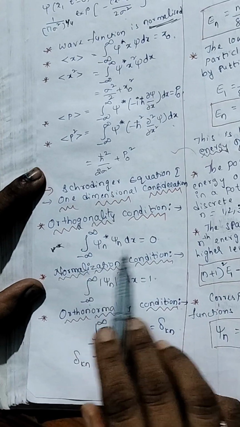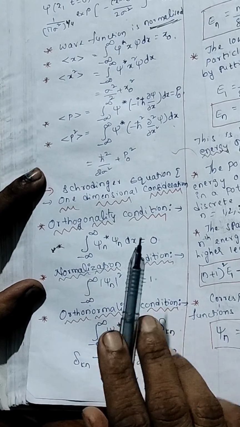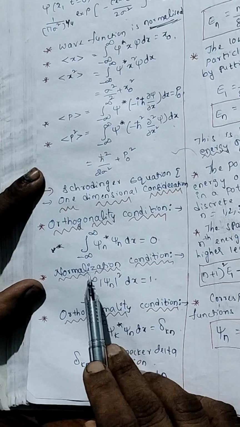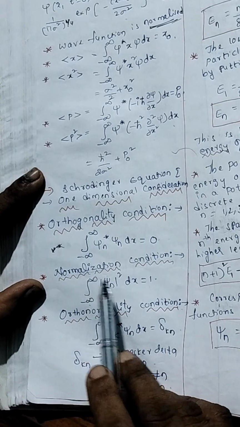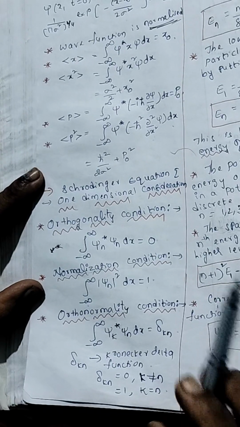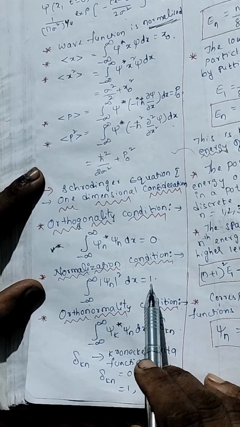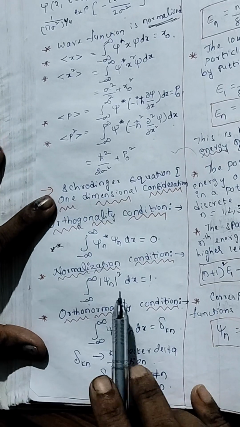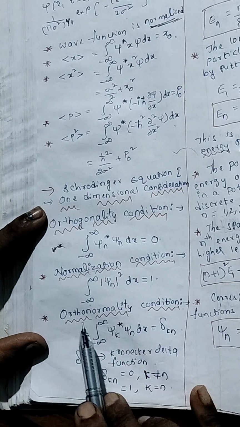He will not ask the complete formula. How he will ask the question: for the normalization condition, the integral from minus infinity to infinity of psi n square dx, he will ask whether the value is 0 or 1. In such a way the options will be asked. Next, sometimes he may ask the formula also.